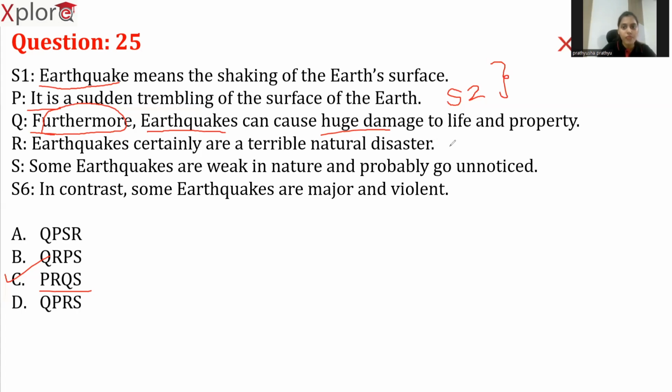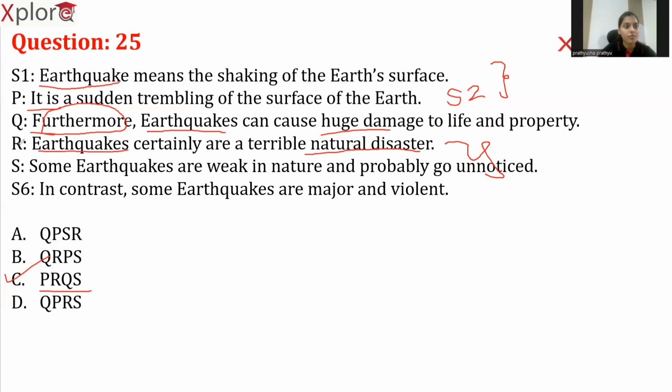We need to identify, and it is between R and S. It is between R and S. Earthquakes certainly are a terrible natural disaster. Furthermore, now you have seen here, it is talking about disaster, meaning what damage it causes to us. And here you have mentioned the term earthquakes, right?